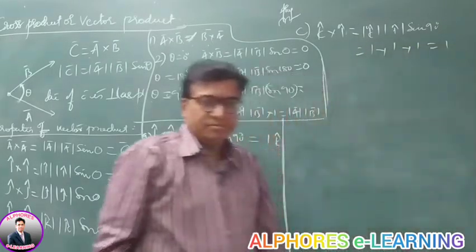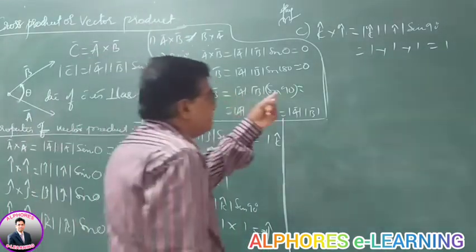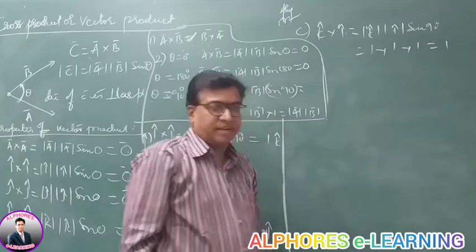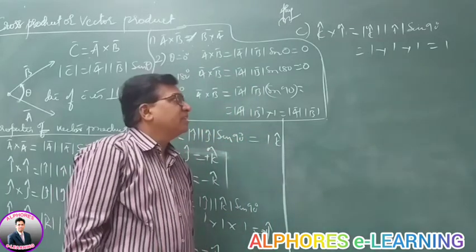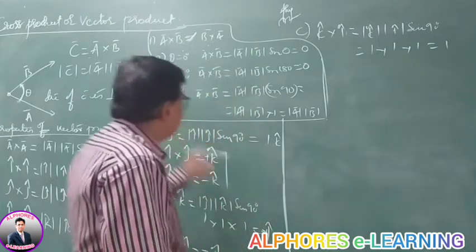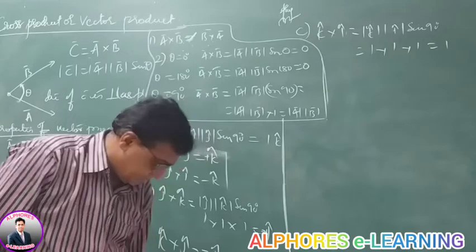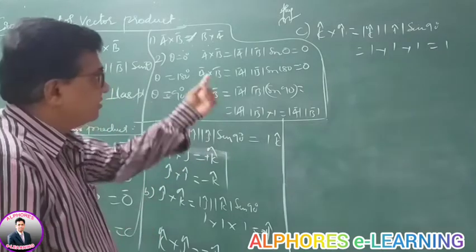It's 1. Again the resultant is 1. So K is 1, I is 1. They are both unit vectors, right? So the resultant is a unit vector, again 1. But what is the direction? The direction is perpendicular to both K and I.